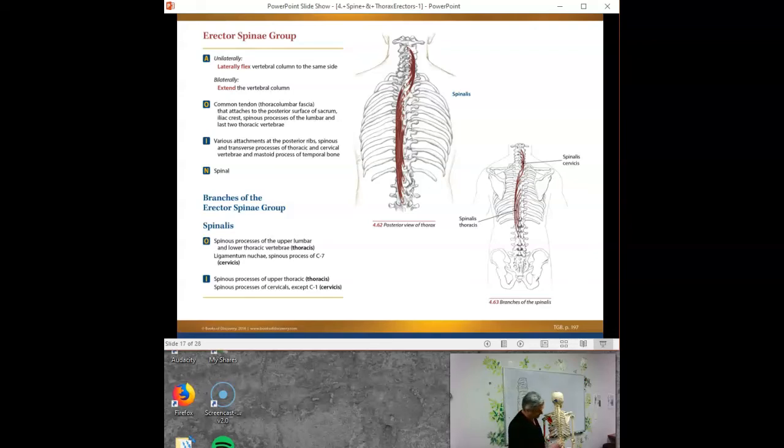Spinous processes of the upper lumbar and lower thoracic vertebrae, and the ligamentum nuchae, spinous process of C7. Cool. So it is claiming these are origins right here. It doesn't even get really picky about which, but right in here. And can you go ahead and read me the insertions?